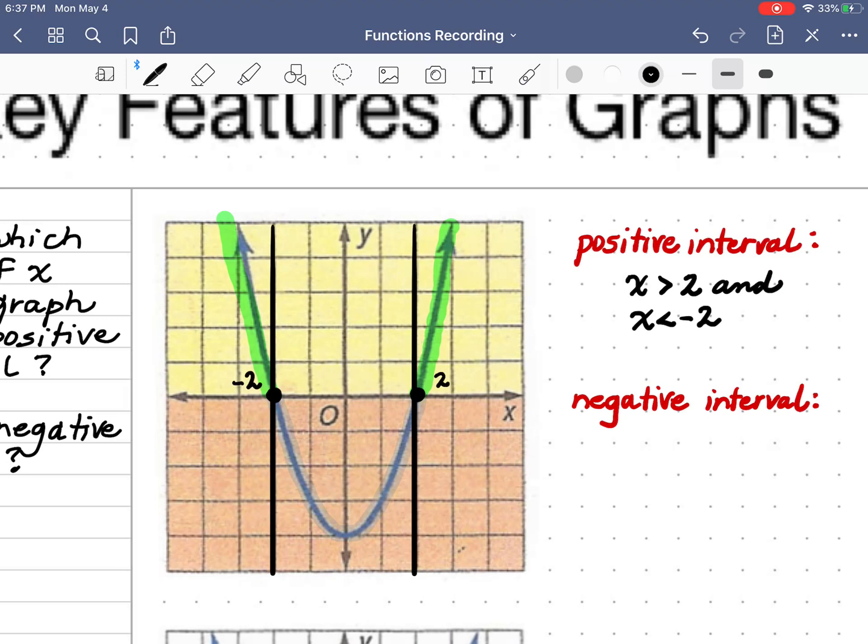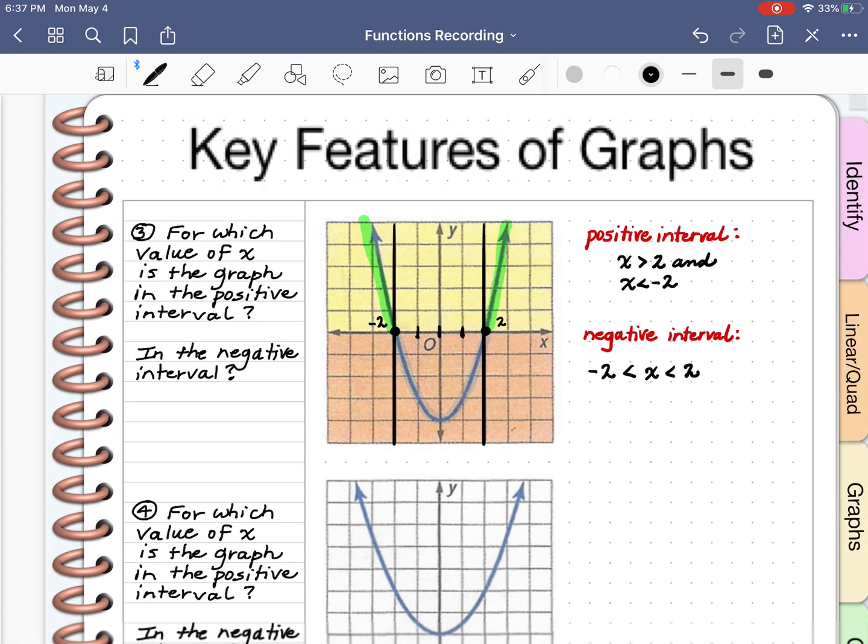The negative interval is when it's below the x-axis. So it's between those two values. So you can say that x is less than positive 2 but greater than negative 2. And again, I know that's a little bit tricky to see, so don't sweat that one. It's not that big of a deal.